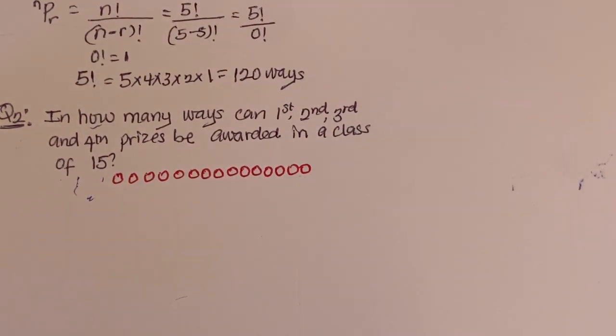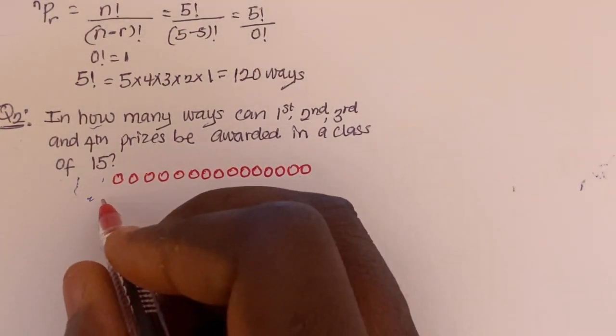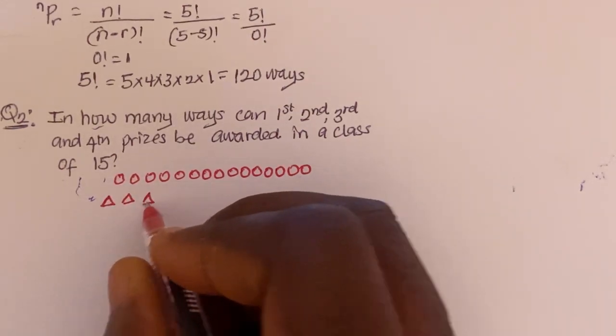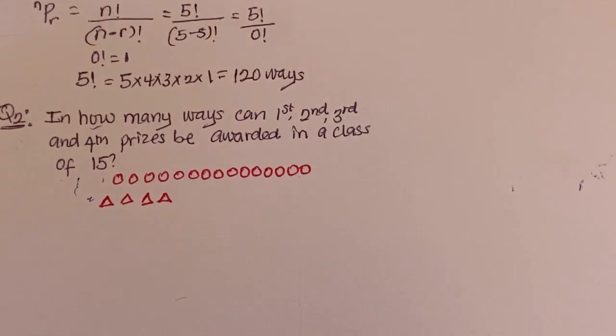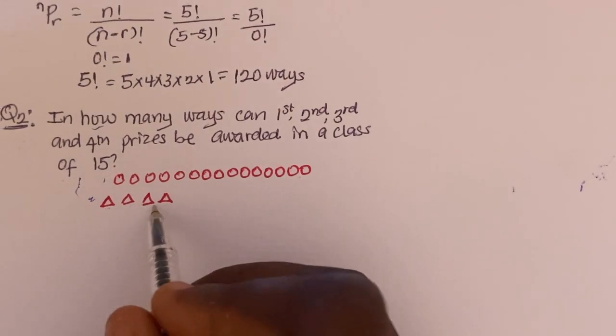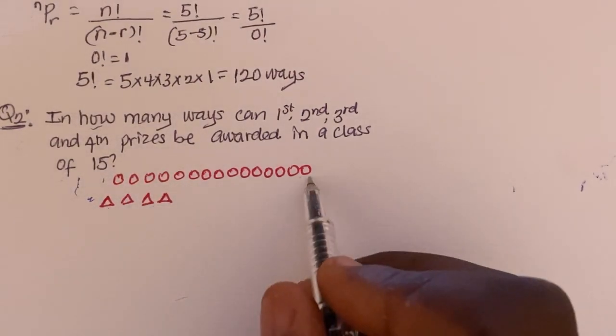Then after that, how many prizes do I have? I'm having 4 prizes. Let me represent my prizes as triangles. These are my prizes, another prize, another prize. Now, the simple and most efficient way of solving this question is this: the question is, in how many ways can first, second, third, and fourth prizes be awarded in a class of 15? Suppose I am having the first, second, third, and fourth prizes, then I'm having 15 students.